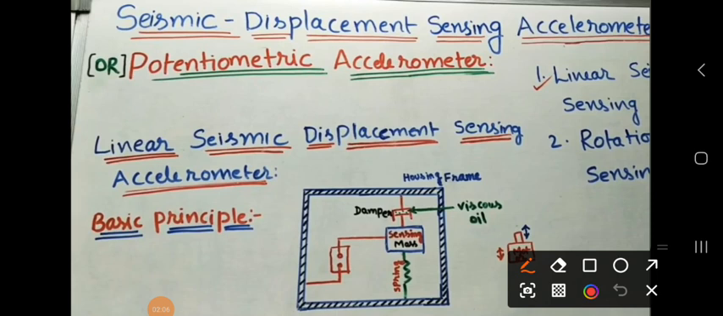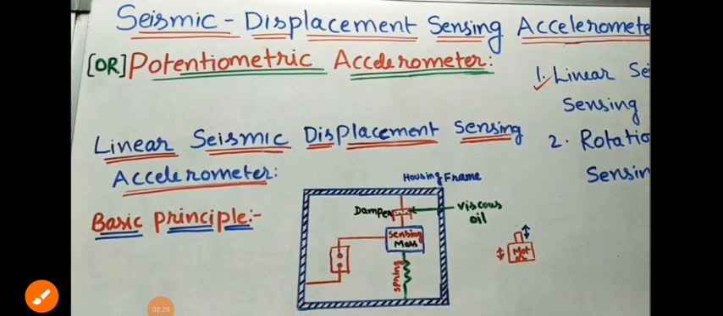When the spring, mass and damper are subjected to accelerations or vibrations, the mass will be displaced. The displacement of the mass is proportional to the acceleration of the motor or engine, or the vibrations of the engine. This is the basic principle.